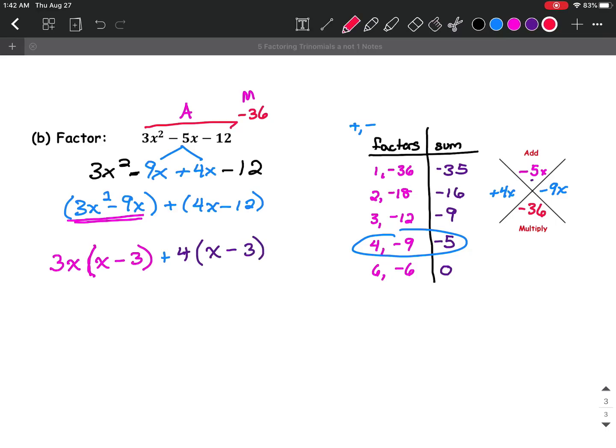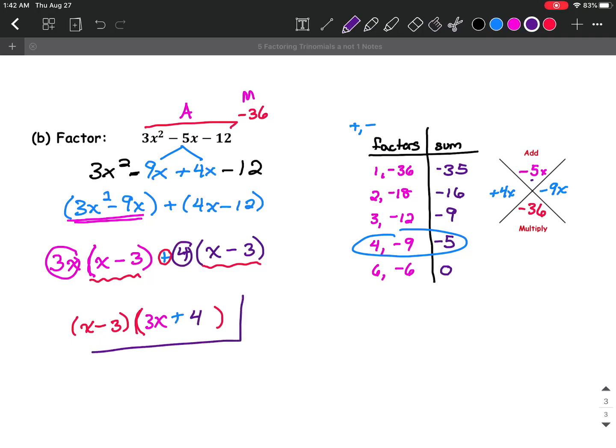Now look before and after that addition sign there. What binomial do they have in common? x minus 3. And what's left? If you take out that x minus 3, we have a 3x left here, and then after the addition sign, we had a 4 left here. And lo and behold, you have factored: x minus 3 times 3x plus 4.